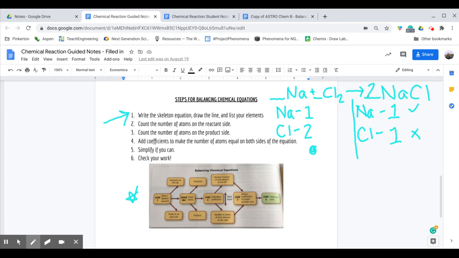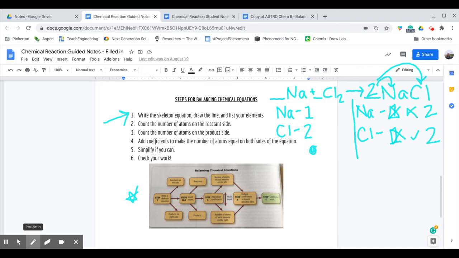If I put a 2 in front of my NaCl, so 2 times 1 gets me 2 sodiums now. And since this is a coefficient in front of the whole formula, it goes to my sodium and my chlorine. So 2 times 1 is 2. So now, let's check our atoms again. So now my chlorines are good, but my sodiums are off.